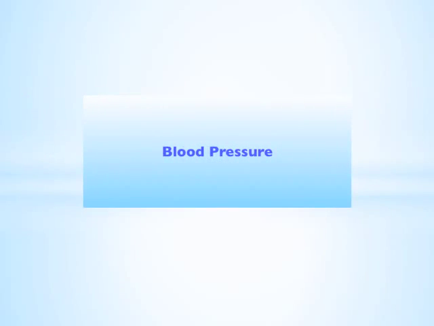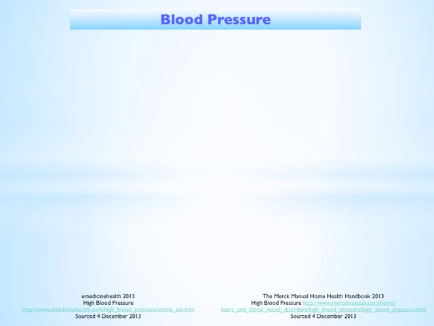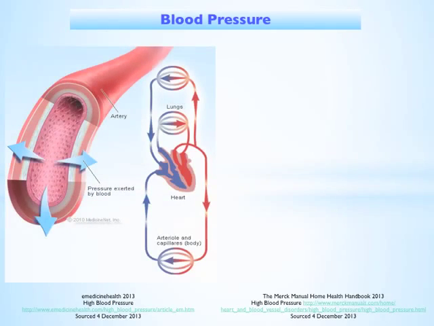We go on now to look at blood pressure. Now, blood pressure is the pressure of the wave that passes through particularly arteries. There's almost no blood pressure in veins, so we're concerned here about arteries.